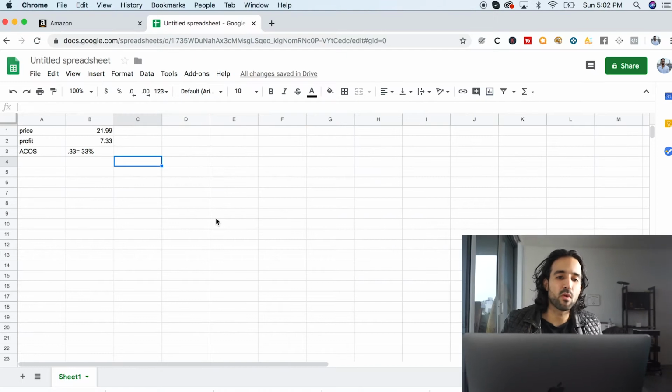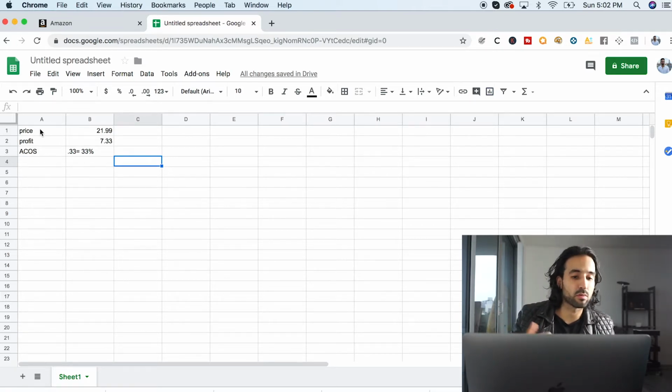Okay guys, so let's dive right into it. But before I get started, I want to talk to you guys about calculating your ACOS. Calculating your ACOS is quite simple. You have your price, what you're selling for on Amazon, your listed price, which is 21.